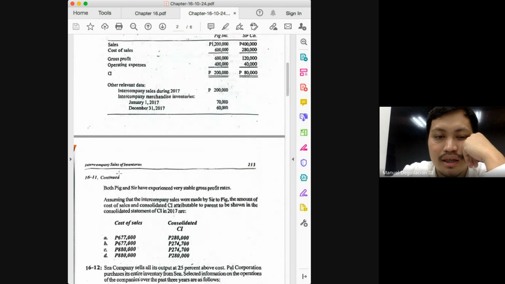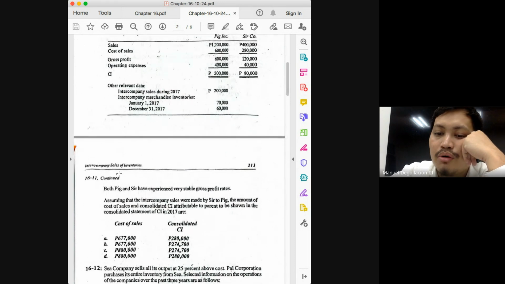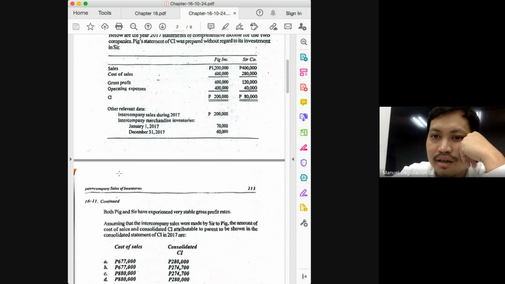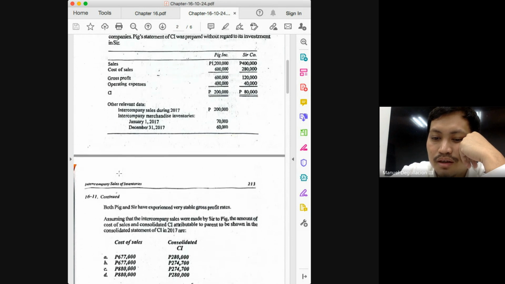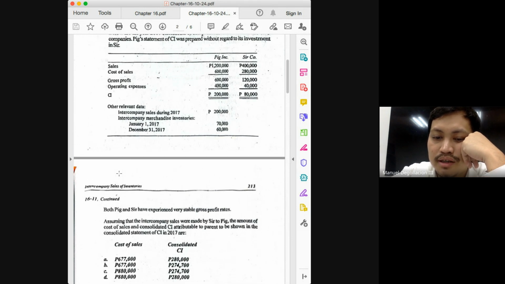677,000. Is that in the choices? Yes. Okay, so our answer will either be Alpha or Bravo. How much is the NCI here? 10%. So even just by looking at the choices, class, I'd guess the answer is letter B. Is it letter B? Yes. I'm guessing that the difference between 280 and 274 would be the share of the NCI.